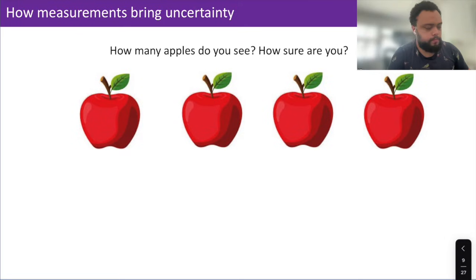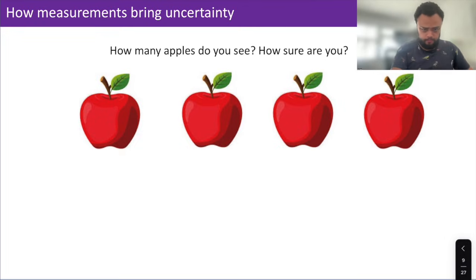Okay, so now that we understand how scientific notation works, we can take a look at how we can measure uncertainty.